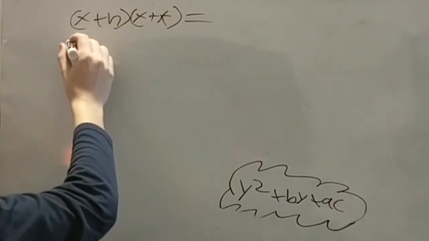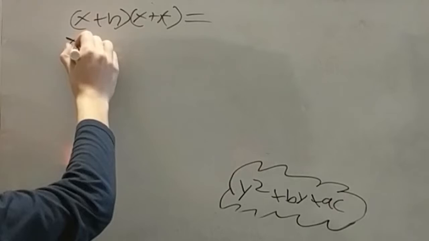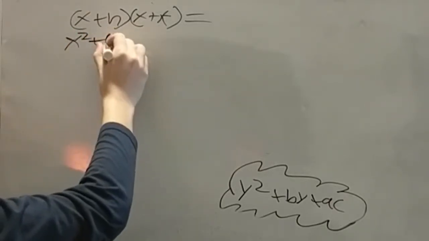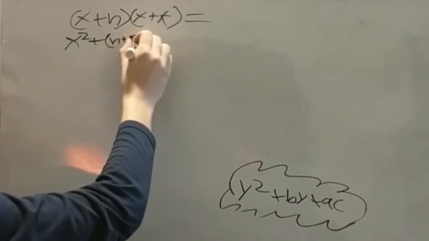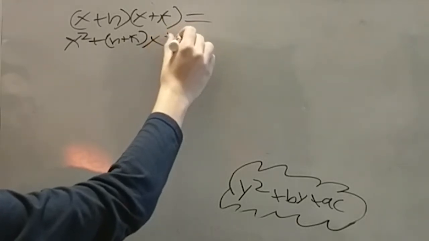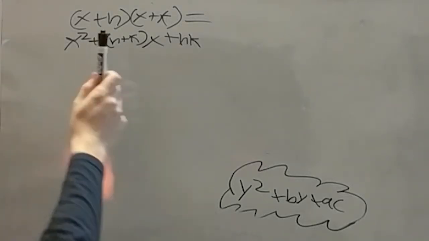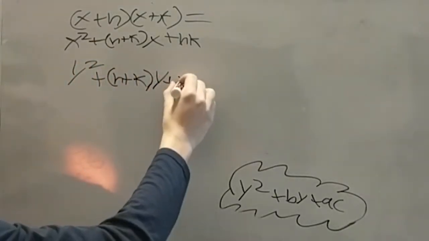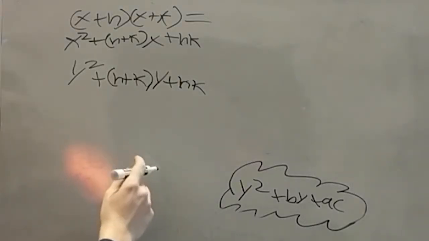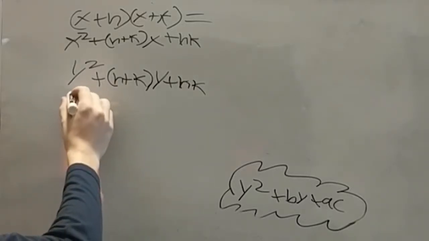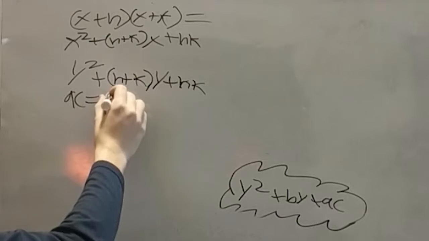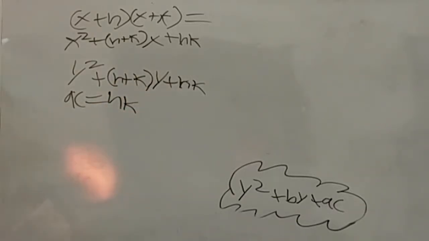So this happens to be equal to, when we expand it, x squared plus h plus k times x plus h times k. So we're going to apply this form to our quadratic right here. How we're going to do that is we're just going to substitute b for h plus k and ac for hk. Now, it's important to keep in mind that since we substituted AC for HK, that means that AC equals HK. Now, this will be important later on.